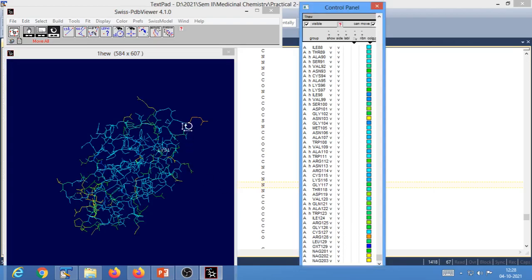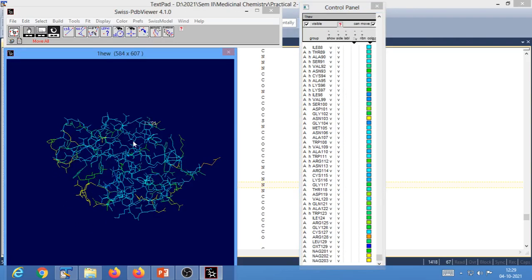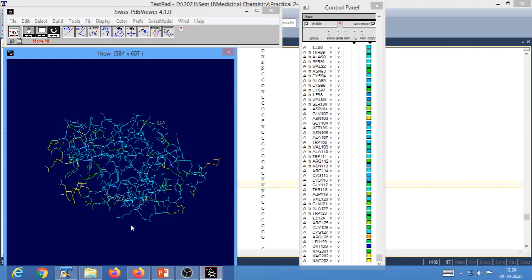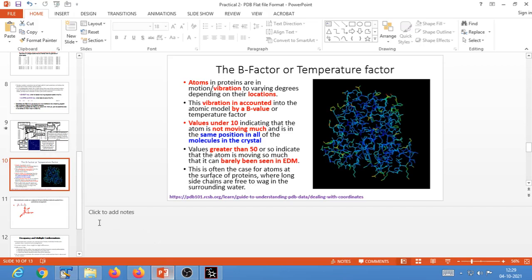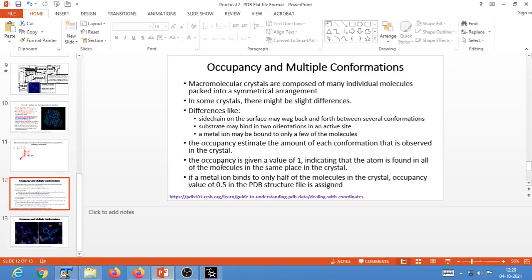So higher B factor would mean that the atoms in your PDB file are involved in motion, and the degree of motion can be inferred by coloring it by B factor. Okay, so that is all about your B factor. Okay, let us now talk about occupancy, or you can say multiple conformations.